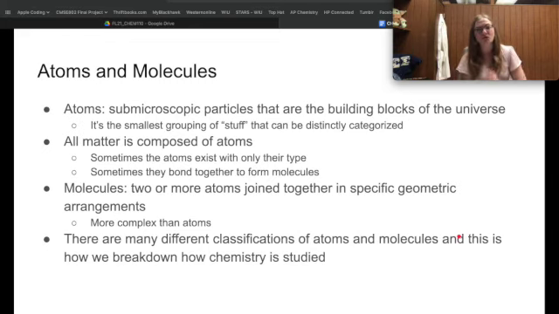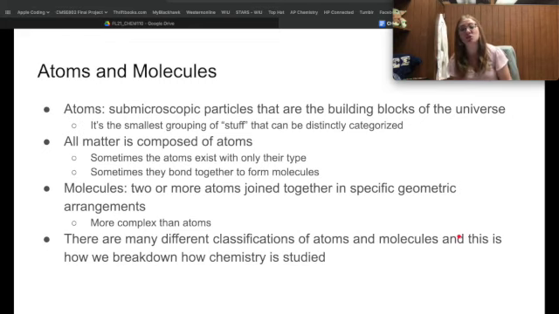So all matter, I mentioned this before, is composed of atoms. Sometimes the atoms only exist with their own type of atom. You only have one type of atom. Sometimes they might bond together to form molecules. Sometimes you might have two different kinds of atoms mixed together in a sample, so you can have atoms that sit next to each other that aren't necessarily bound to form molecules. But we'll talk a little bit more about the different classifications of substances, I believe, towards the end of this video.